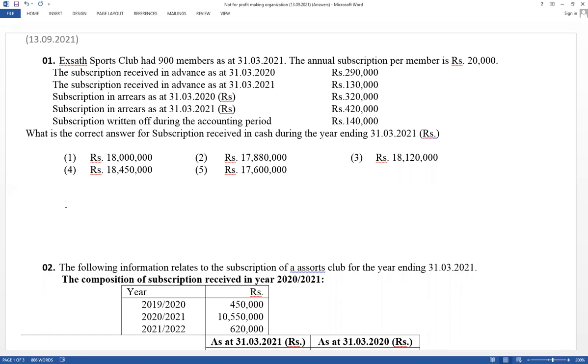Therefore, subscription is income. Some members have not paid for this financial year. Those are called subscription receivable. As well as, some members paid for the next financial year also. Those are called subscription received in advance. Therefore, try to recognize subscription in arrears. That is subscription receivable, an asset.